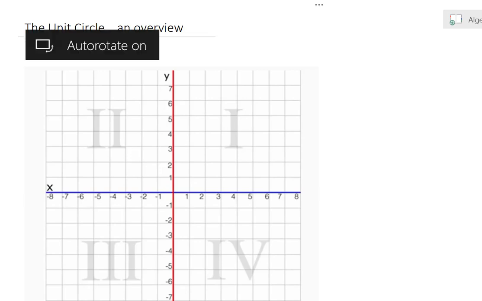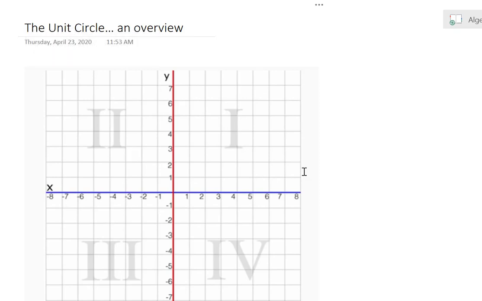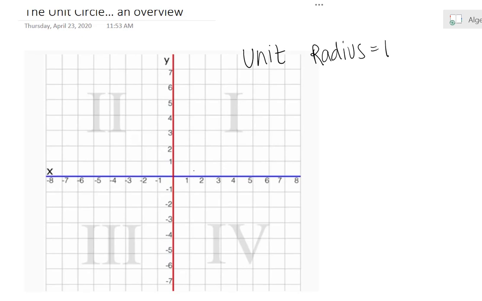So today we're going to be starting unit circle trig. And just to give a general overview of what the unit circle is: a unit circle is a circle that lies on our normal coordinate grid with our normal 1, 2, 3, and 4 quadrants. But because it's called a unit circle, that means the radius is 1. So what we have is a circle with a radius of 1.